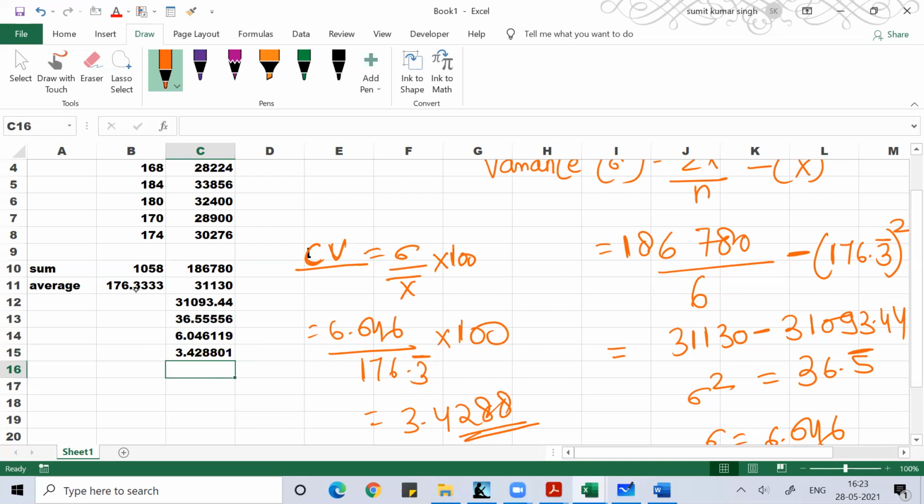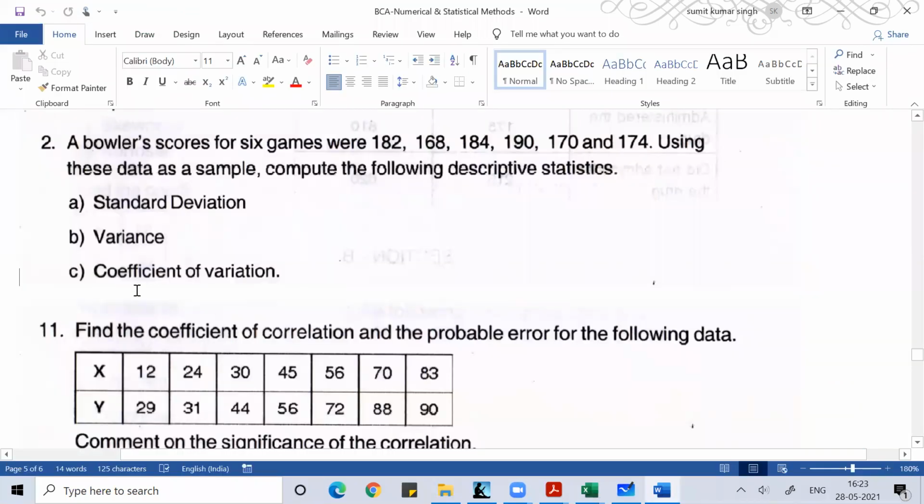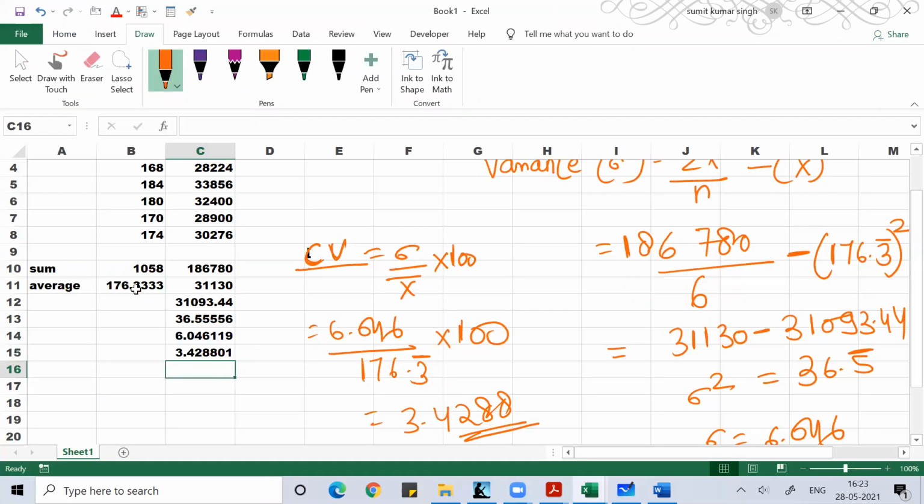Any doubt, anyone? So this is your coefficient of variation. This is your standard deviation. This is your variance. Anyone, any doubt?